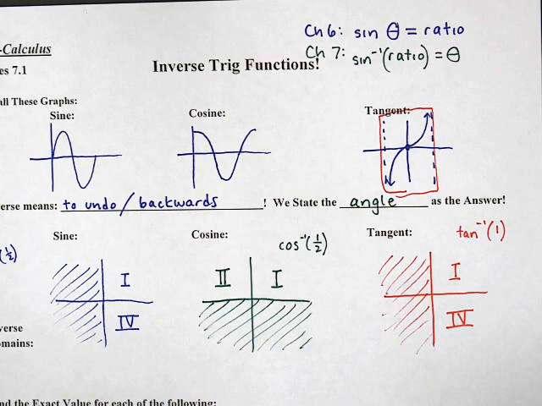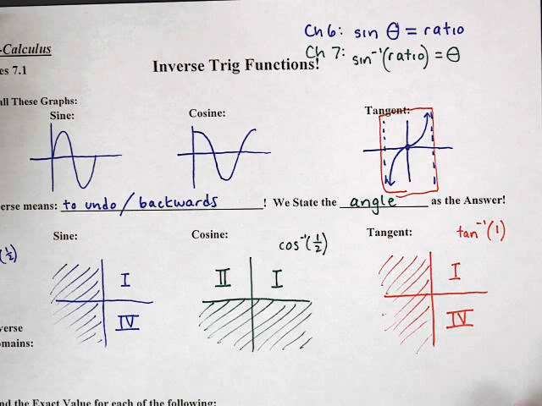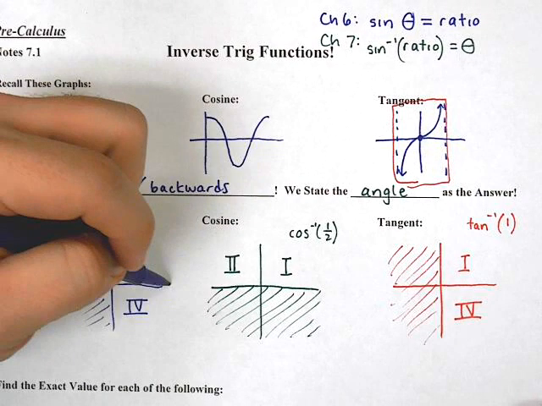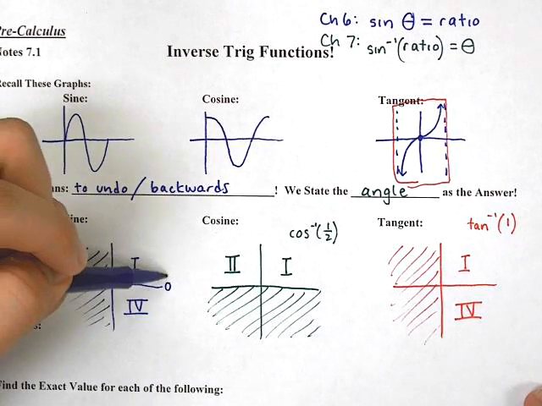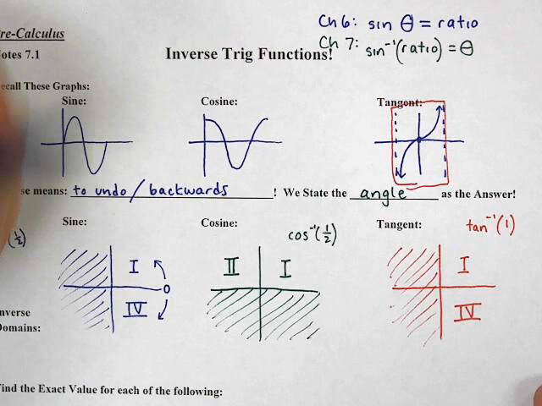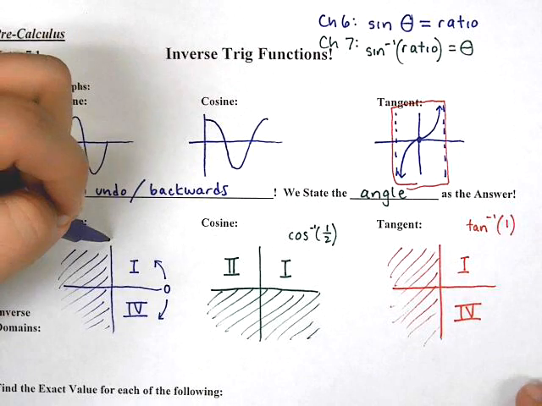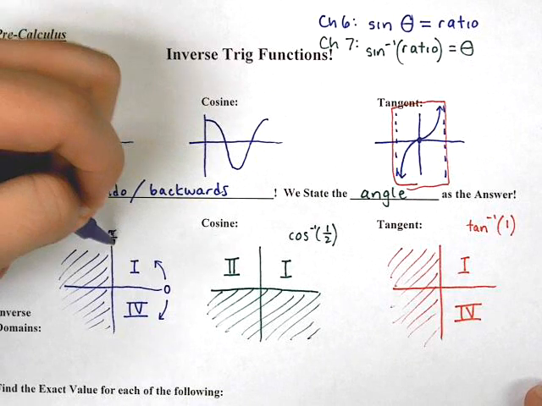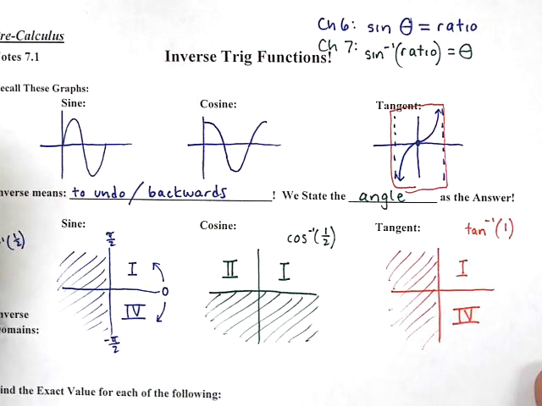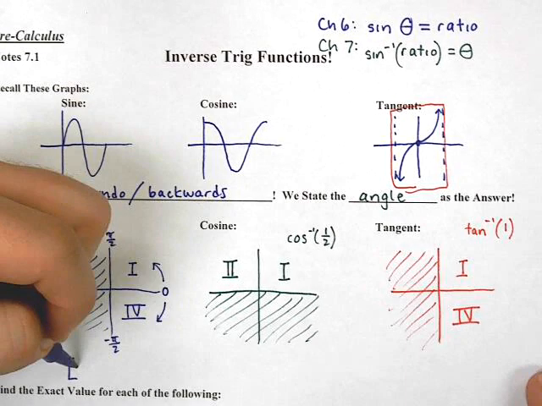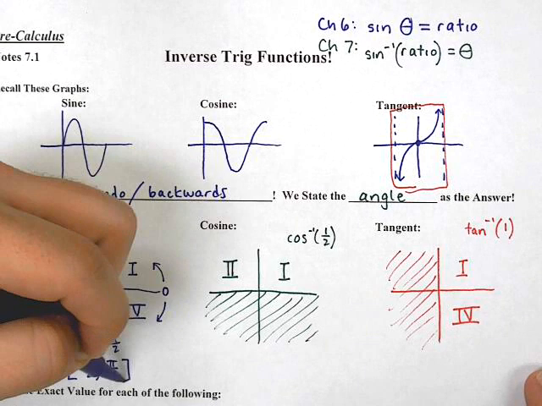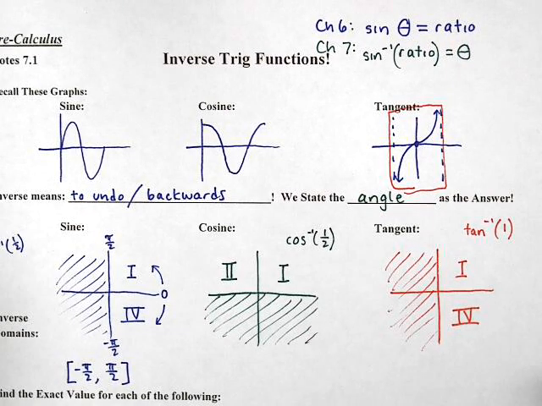actually, you know what? Hold on. Let's talk about something else real quick. Okay, so before we get to that point, I want to say, here's my 0, and I either want to go up from 0 or down from 0. So I know that if I go up to the end of quadrant 1, this is pi over 2, and down here is negative pi over 2. So that means that my domain, my answer, will always have to be between negative pi over 2 and pi over 2 for sine.